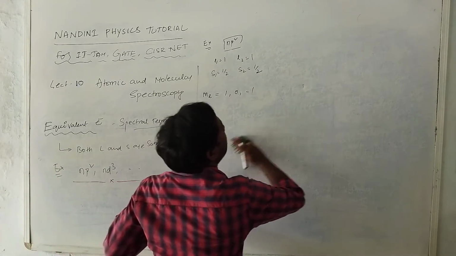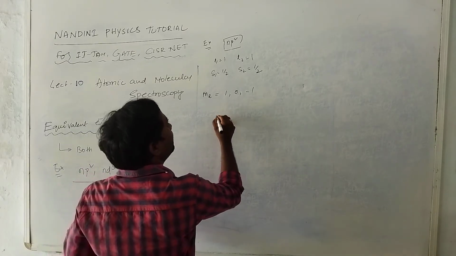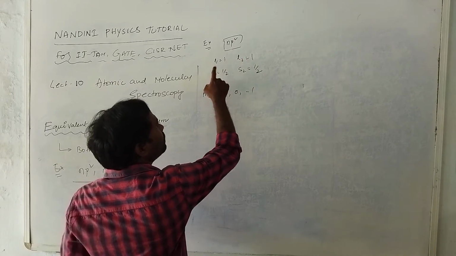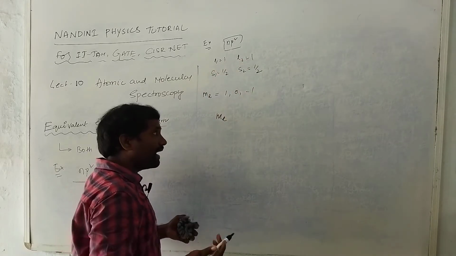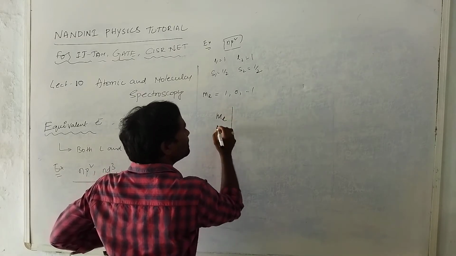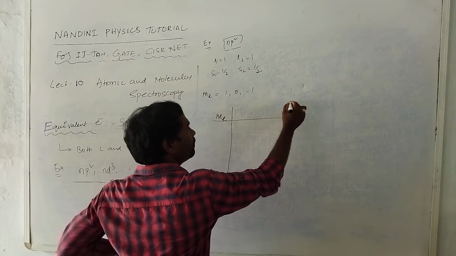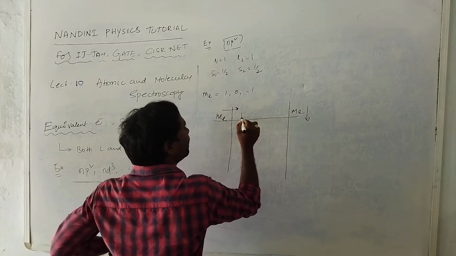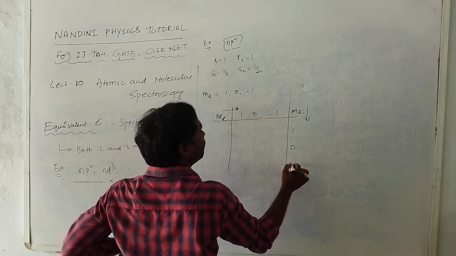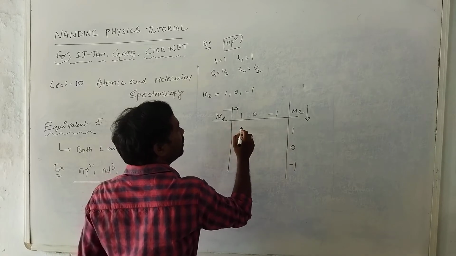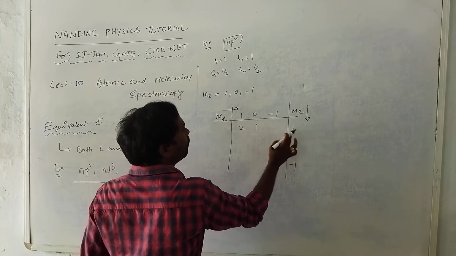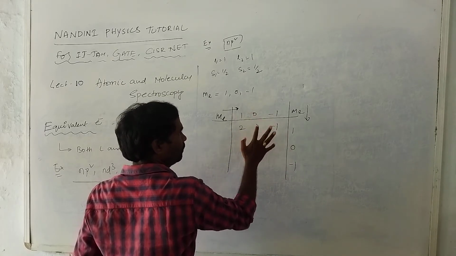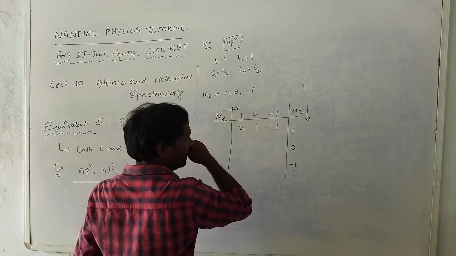Okay, so simply, here I take the possible values of ML from this equation. The possible values of L, that is ML, are 1, 0, minus 1. Taking the diagram, ML values are represented here and here, 1, 0, minus 1 and 1, 0, minus 1. So 1 plus 1 is 2, 1 plus 0 is 1, 1 minus 1 is 0. Just take the addition.